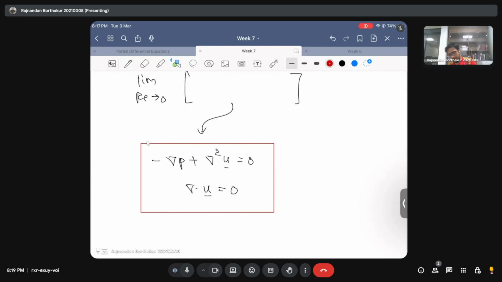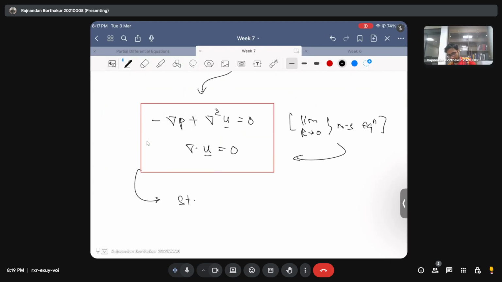These equations, remember, you are basically invoking the limit Reynolds number tending to 0 in the Navier-Stokes equations to get these equations, which we call the creeping flow. So they are sometimes called the Stokes flow equations, or creeping flow equations.